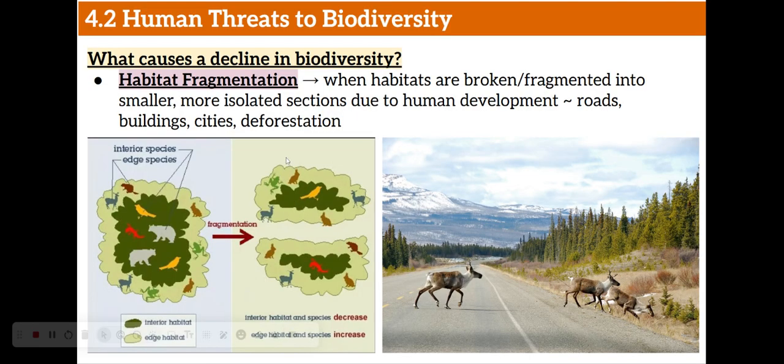This is habitat fragmentation. This is when habitats are intentionally or inadvertently broken or fragmented into smaller, more isolated sections due to human development, which includes roads, cities, buildings, and deforestation. So if we look here, we have an original forest where we have the interior habitat and an edge habitat. If we look at the interior habitat, we have certain kinds of species living there, and in the edge habitat, we have different kinds of species living there. When you have some kind of fragmentation, such as a road like this one or a city being built, you're now isolating or separating or fragmenting these two habitats into smaller patches.